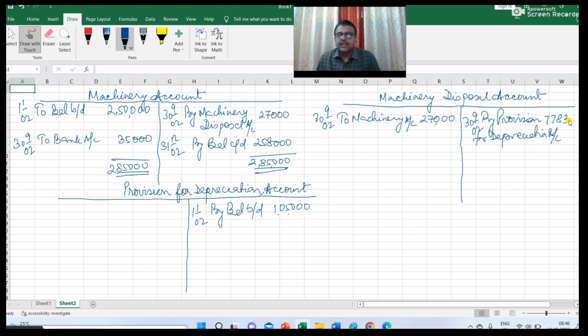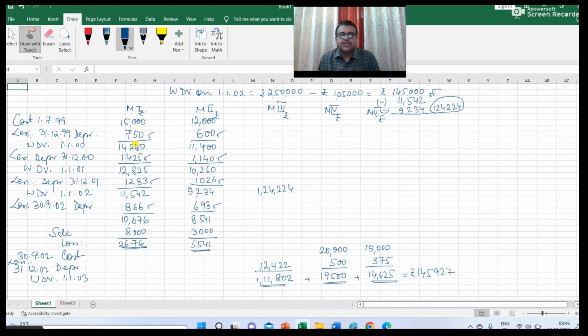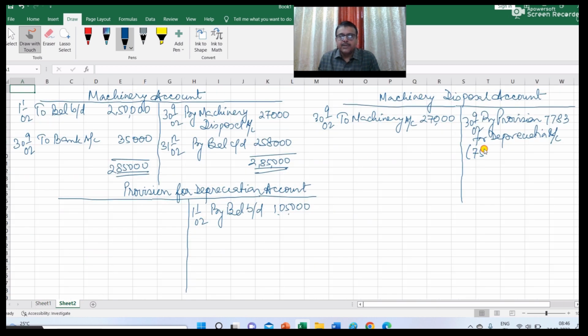So how did I arrive at this figure? I have to add up the depreciation which was charged on these two machines for 4 years. 750 plus 600, these are the depreciation charged in the first year, then 1425 and 1140, then 1283 plus 1026, plus you have to add up 866 and 693. So if you add up these figures, you will arrive at 7783.